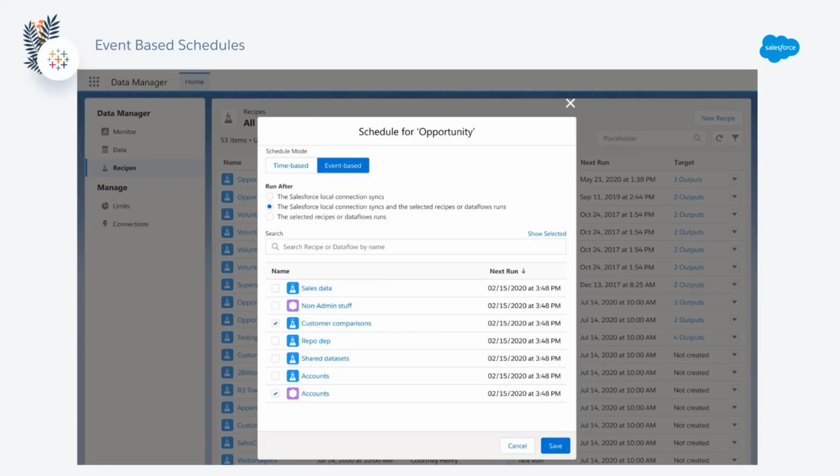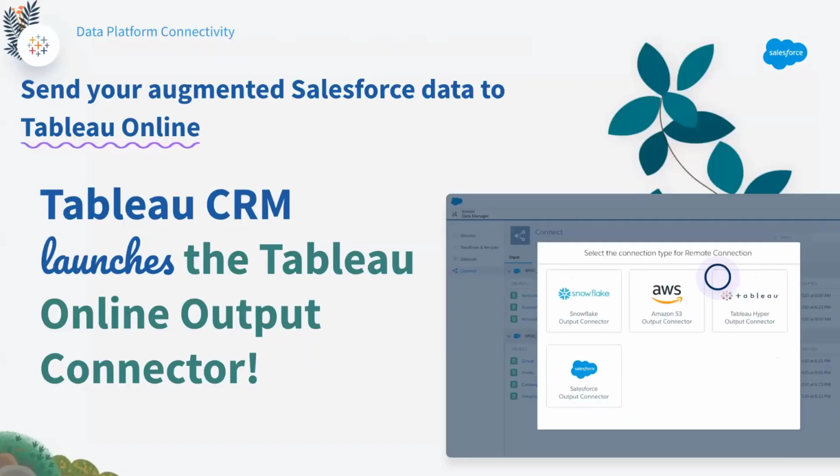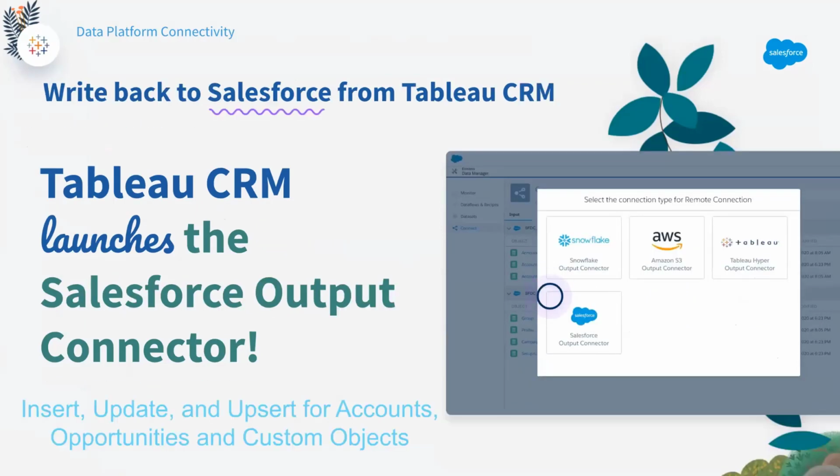Awesome. And another feature that's currently not GA, but is released as a pilot for the summer release, is the ability for recipes to access Salesforce objects directly. So this is the input node of Data Prep Editor, and you'll have data sets, connected objects, and now a new third option, which is directly accessing Salesforce data. Also something that we're still working on that I can't necessarily show you a demo of. But on the output connector side, we are making our Tableau output connector GA and the Salesforce output connector.